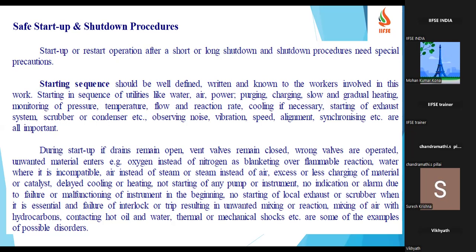So these are some of the examples for possible disasters. Disorders in the sense mistakes. Instead of air, instead of nitrogen, oxygen will come. Instead of oxygen, nitrogen will come. Instead of small quantities, a large quantity of chemical will come in. All this happens because of these small operations.